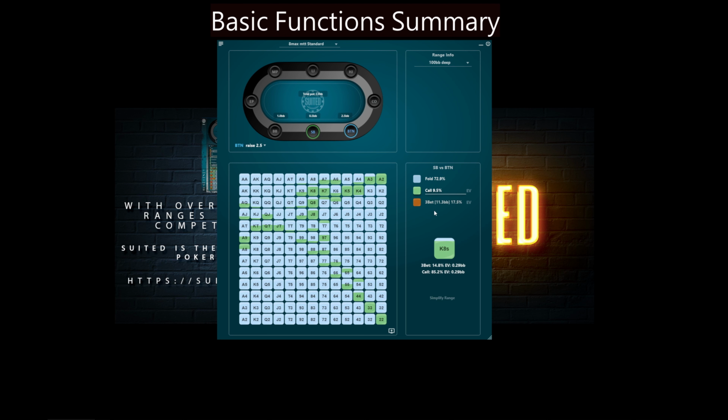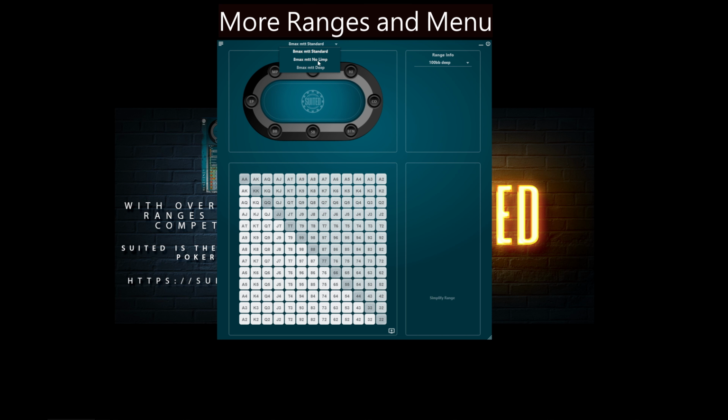We can focus on a specific action by clicking on the legend, or we can view the heat map of the expected value. If we're on a blind versus blind scenario, we simply click on big blind and small blind for instance, and we can see the different solutions. We have other solutions without limps, for instance, or with deep stacks. Select them here.